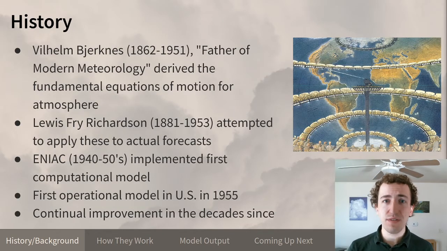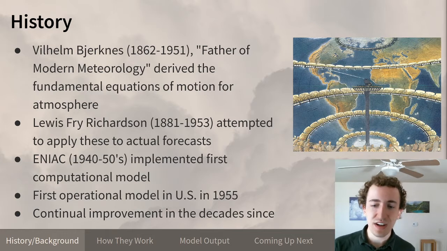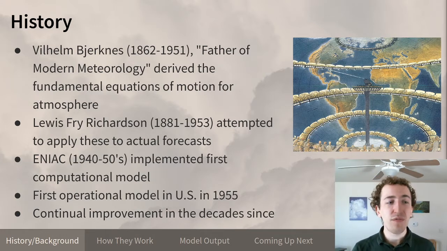So going into a little bit of history, just to see where things have come from. Wilhelm Bjerknes, in the late 19th century, early 20th century, referred to as the father of modern meteorology, was credited with first deriving the fundamental equations of motion for the atmosphere. These are based on the Navier-Stokes equations, a well-known but also very complicated problem in classical physics. But applying them to the gases that we observe in the atmosphere is credited to Bjerknes.